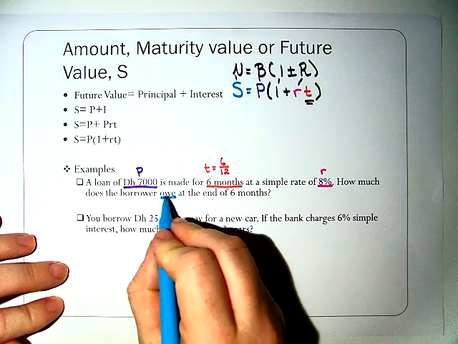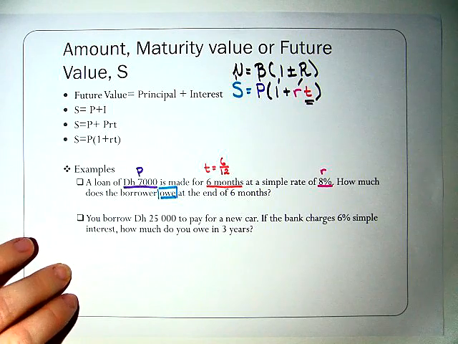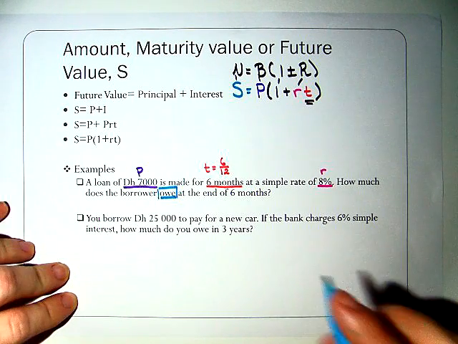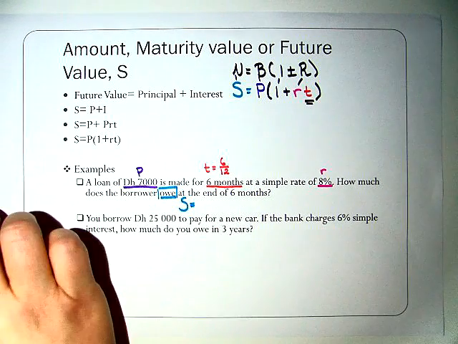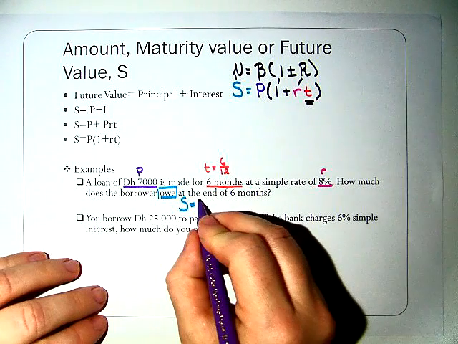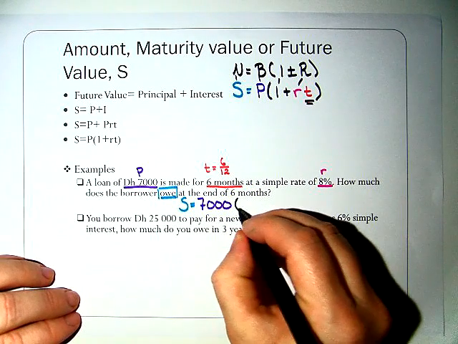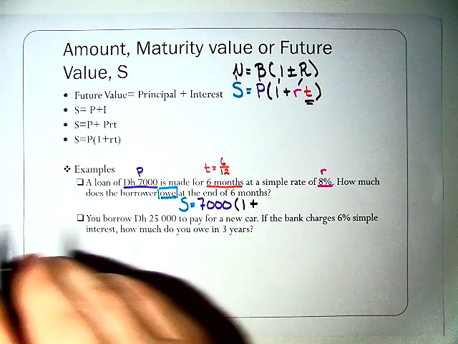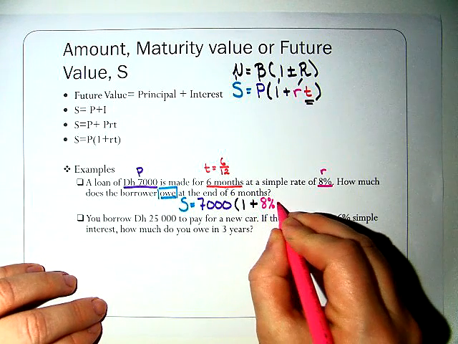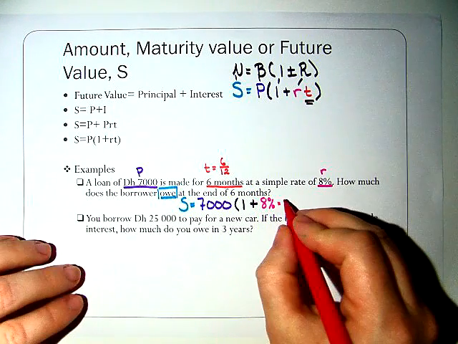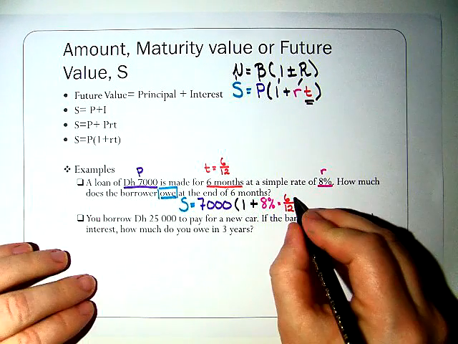So what this is, this "owe," is one of our main key words. What that does is that tells us we're looking for our S, or our maturity value. So we'll set that up. S equals, our principal was 7,000. And then we do 1 plus our rate of 8% multiplied by our time of 6 over 12. And then we close parentheses.